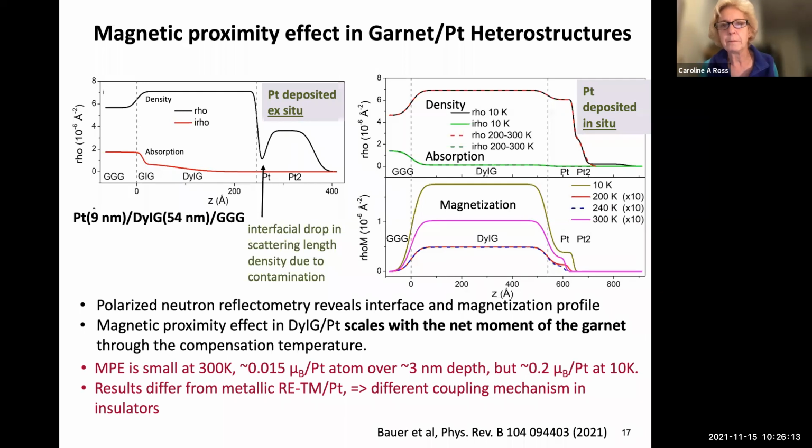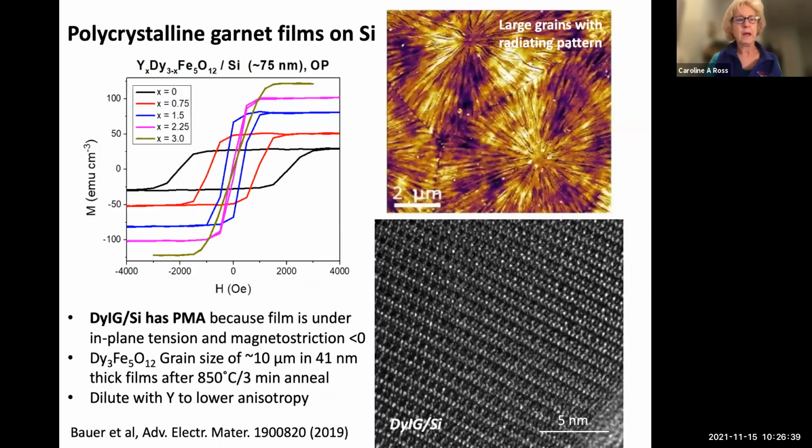And then as we go away from compensation, it comes back again. So this coupling is actually very different from the proximity magnetism in, say, metal-metal systems like rare earth transition metal alloys with platinum on top. And it's a pretty interesting phenomenon. But clearly the platinum is interacting with the net magnetization of the garnet and not just with one of the sublattices. Okay, so we've grown plenty of good quality garnet on garnet substrates.